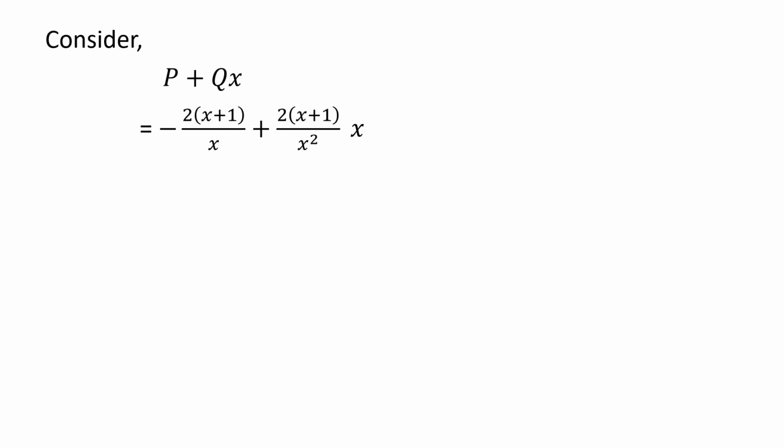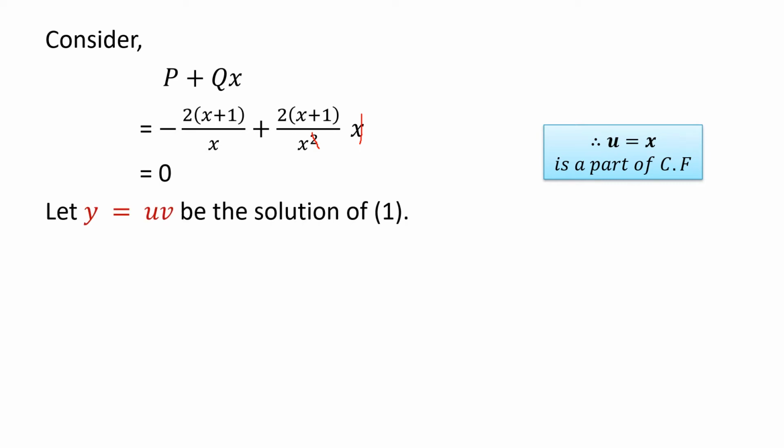Therefore substitute the values of p and q. Now this x gets cancelled with this x. Therefore, I have minus of 2 into x plus 1 by x and plus 2 into x plus 1 by x, both get cancelled, therefore you get 0. Therefore, if p plus qx is equal to 0, then u is equal to x is a part of the complementary function. Okay, I got the value of u now.